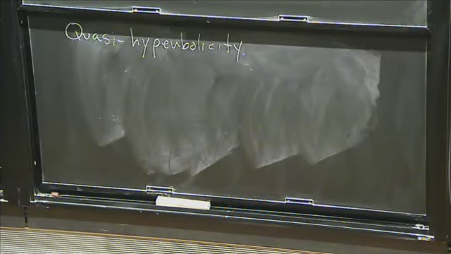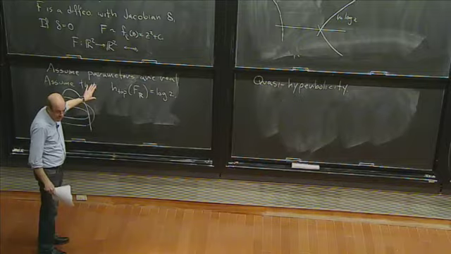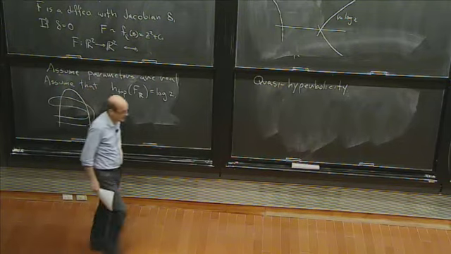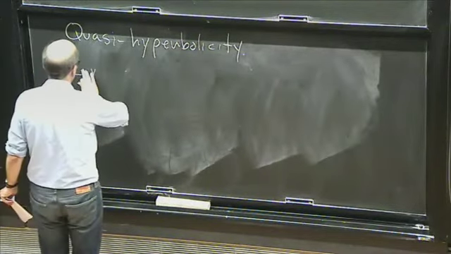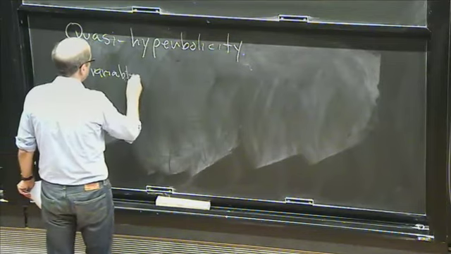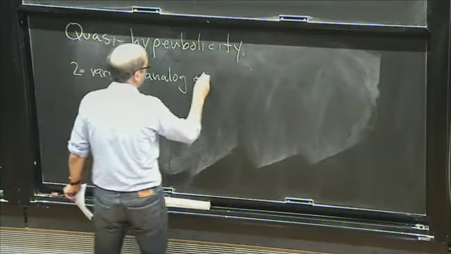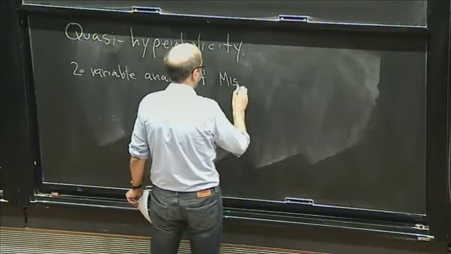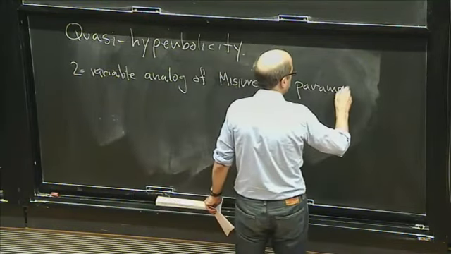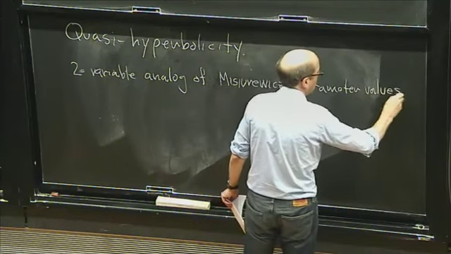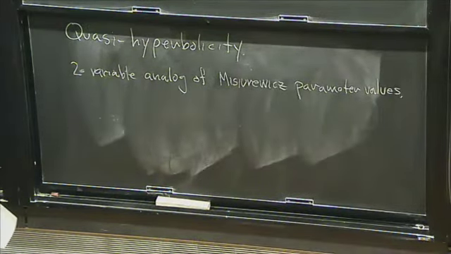And before I tell you the definition, let me just say that this is a key example of quasi-hyperbolic maps, as are genuinely hyperbolic maps. So this is some extension of the notion of hyperbolic. And we can think of this as a two-variable analog of Misiurewicz parameter values. Where by Misiurewicz, I don't mean that the critical point is pre-periodic. I mean it's non-recurrent, right? So it could have an infinite orbit.